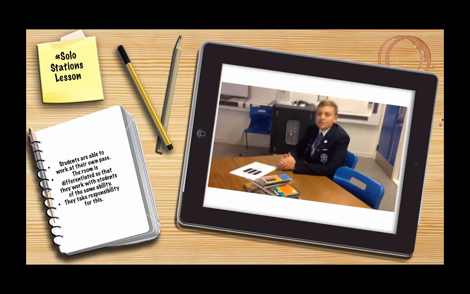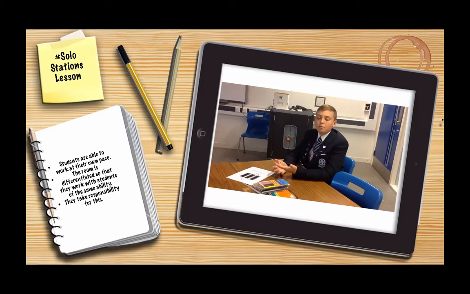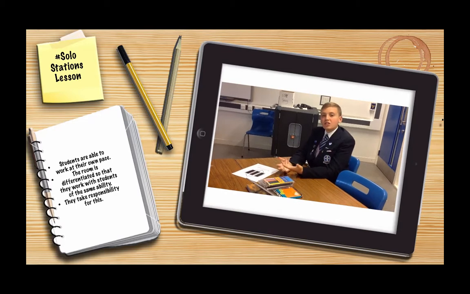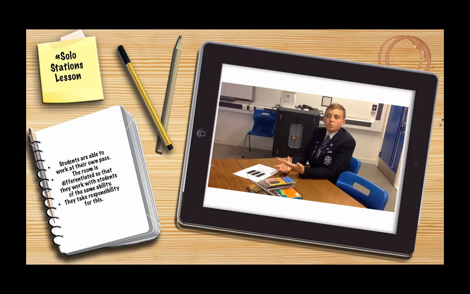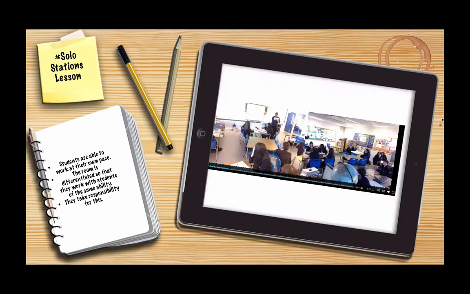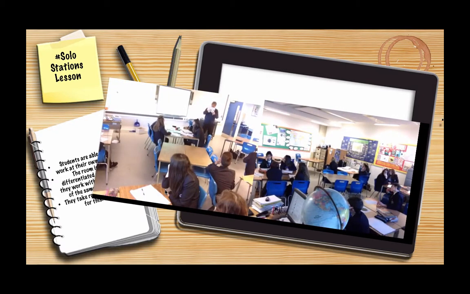Well, it's useful because if you're split up on tables and someone doesn't know what to do, you're working at the same pace, so it's easier to know what to do.